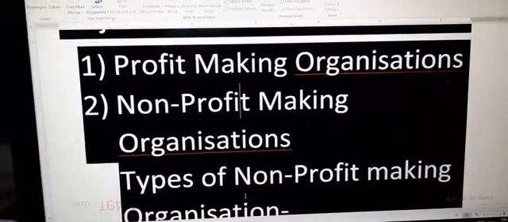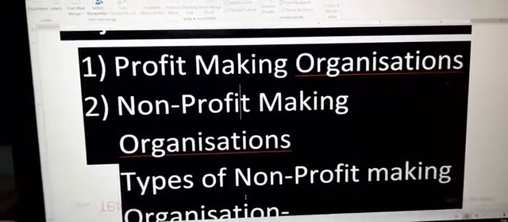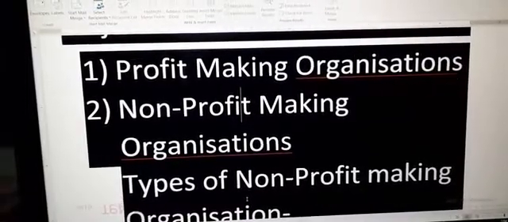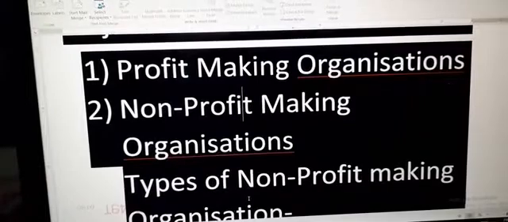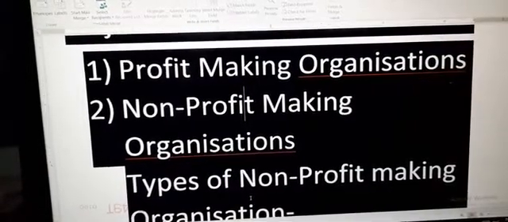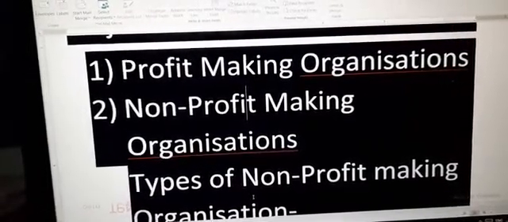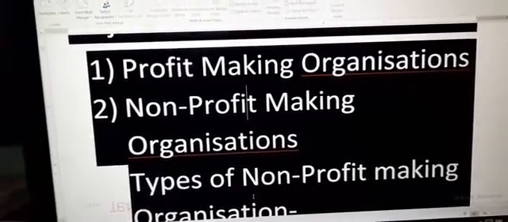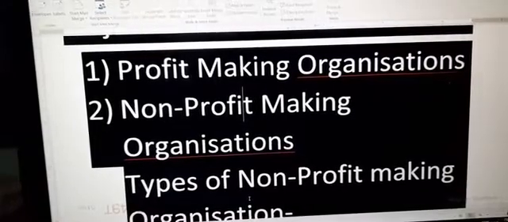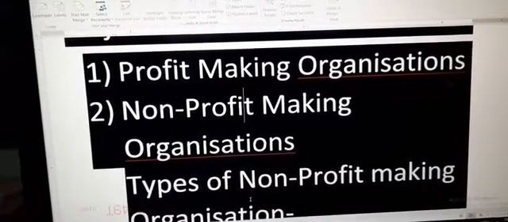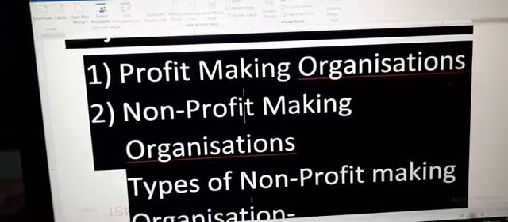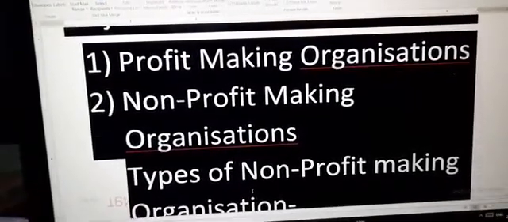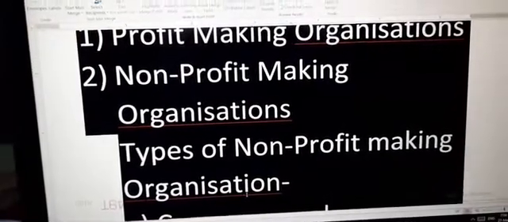First is profit making organization. Profit making organization refers to those organizations which are formed for the purpose of earning profit. Because this is a profit making organization, the purpose is to earn profit, and such organizations are engaged in some business activities. They sell goods and services and aim only to earn profit. So this is all about the profit making organization, and this type of organization is formed only for the purpose of profit.